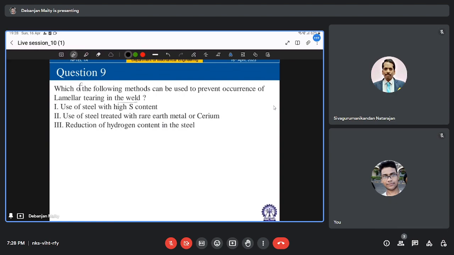So coming to the question, which of the following methods can be used to prevent occurrence of lamellar tearing in weld? No, use of steel with high sulfur content is not a correct option. So either you can reduce the hydrogen content, or else you can treat your steel with some rare earth metal. So options 2 and 3 are correct here.